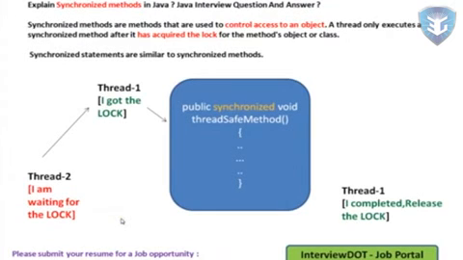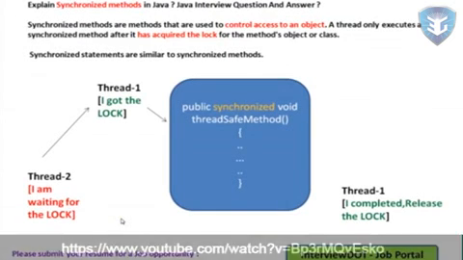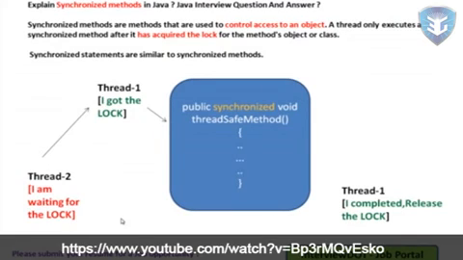In this video, I'm going to talk about synchronized methods. A very important Java interview question: what are synchronized methods in Java? Synchronized methods are methods that are used to control access to an object. A thread only executes a synchronized method after it has acquired the lock for the method's object or class. Synchronized statements are similar to synchronized methods.